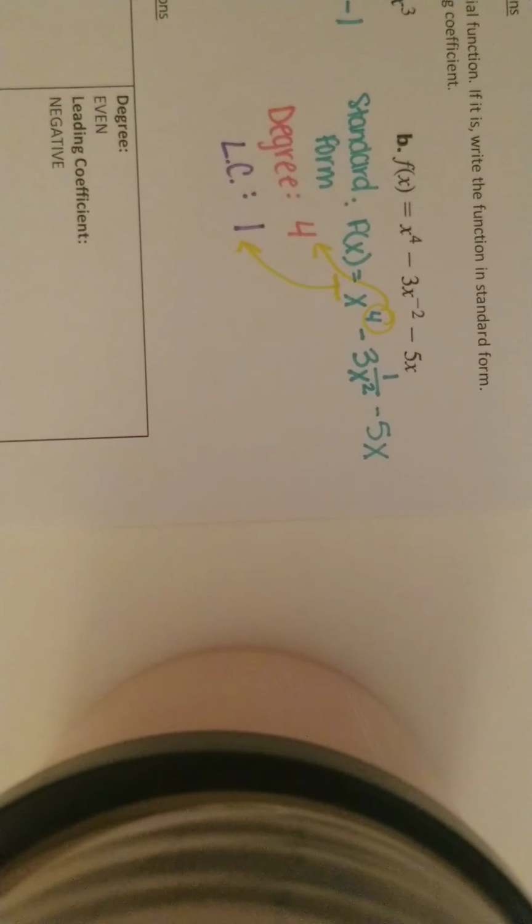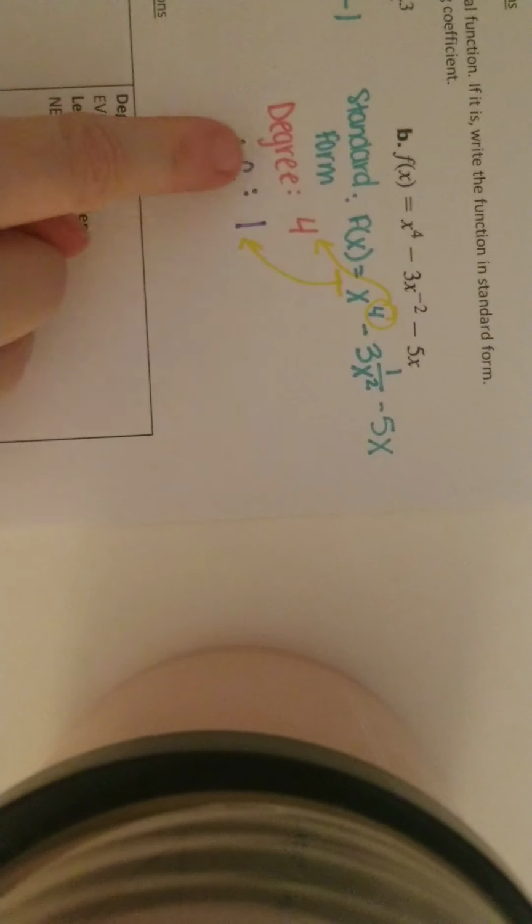So that's the first half of this week. If you can write things in standard form, highest exponent to lowest exponent, degree, just whatever the biggest exponent is, and the leading coefficient, whatever number is in front, once it is in standard form. You have to make sure that for the leading coefficient, you are looking at the standard form version.